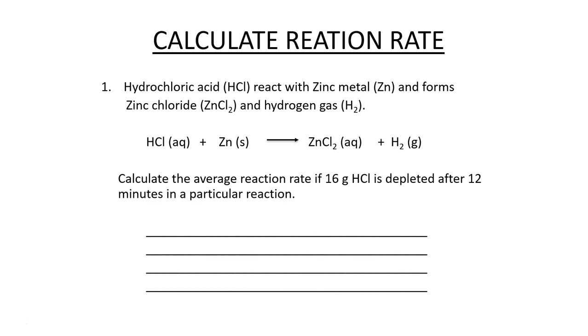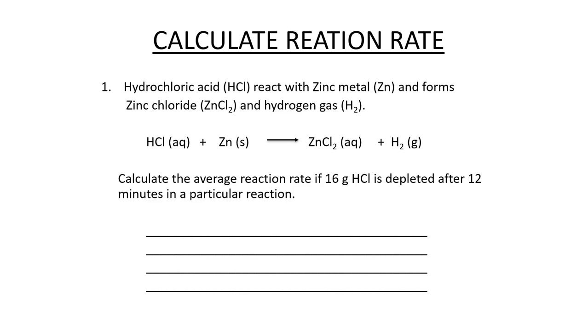Okay, we have 4 sums in which we can calculate the reaction rate. Somebody asked me to include the mark allocation, which I neglected to do. Sorry for that, but usually it's 1 mark for the equation, 1 mark for the substitution, and 1 mark for the answer.